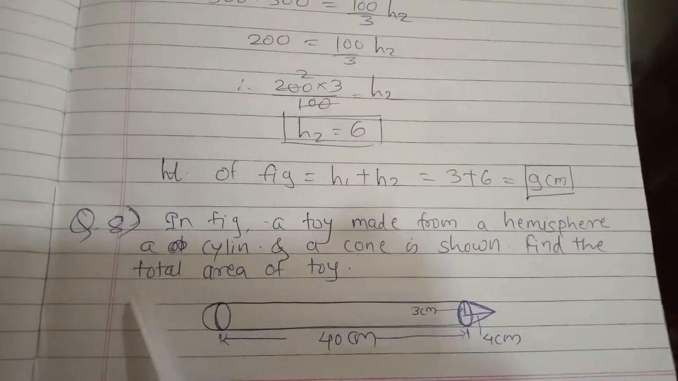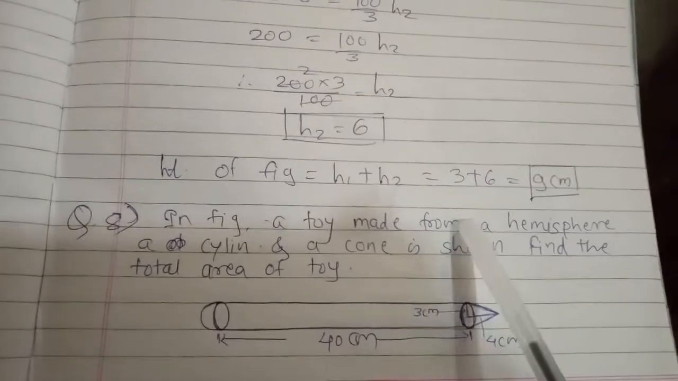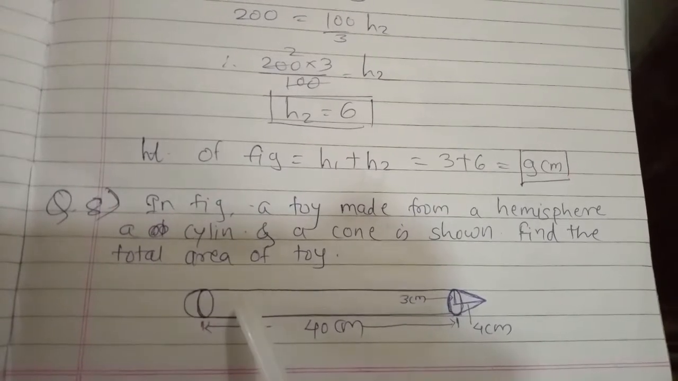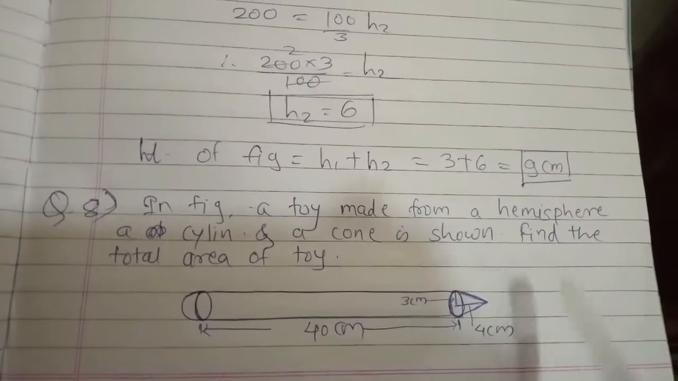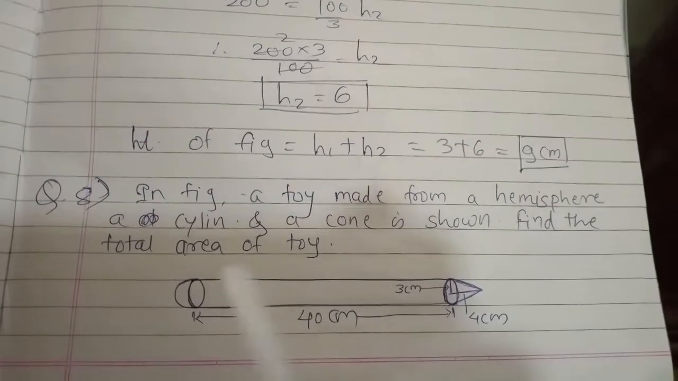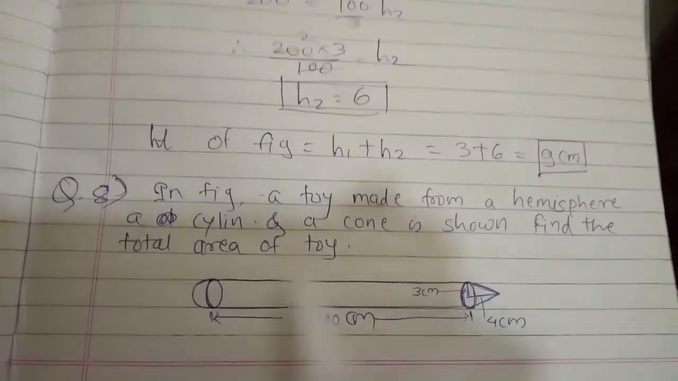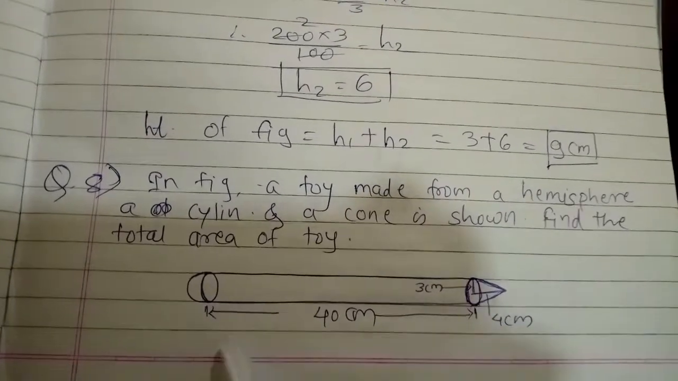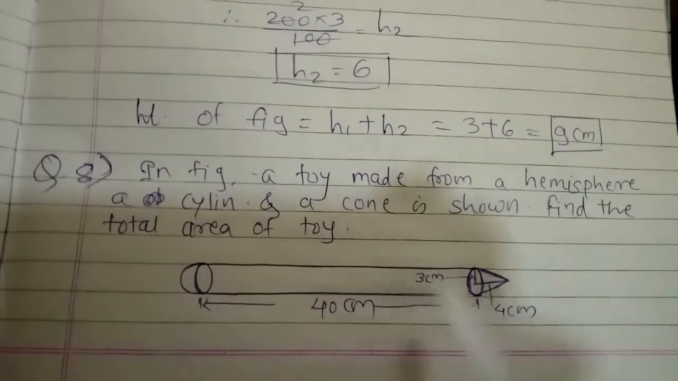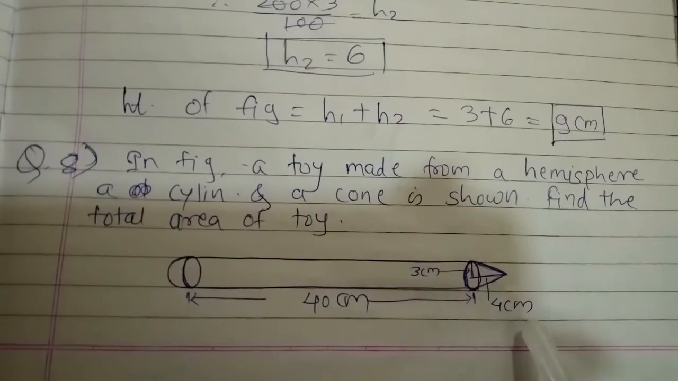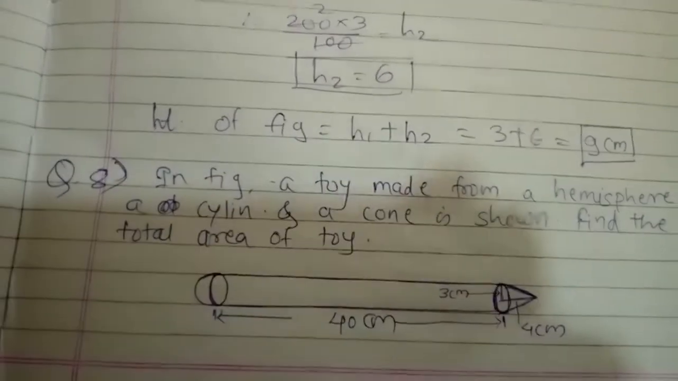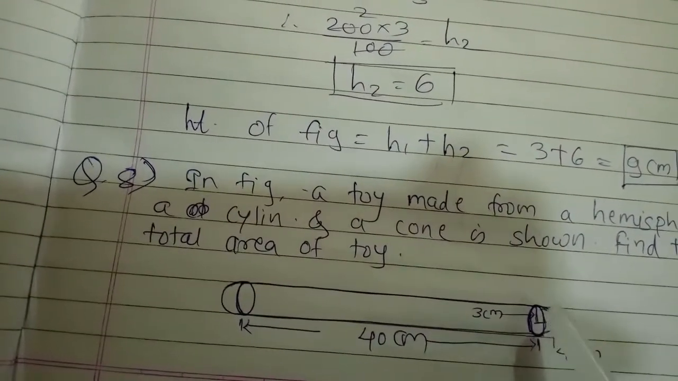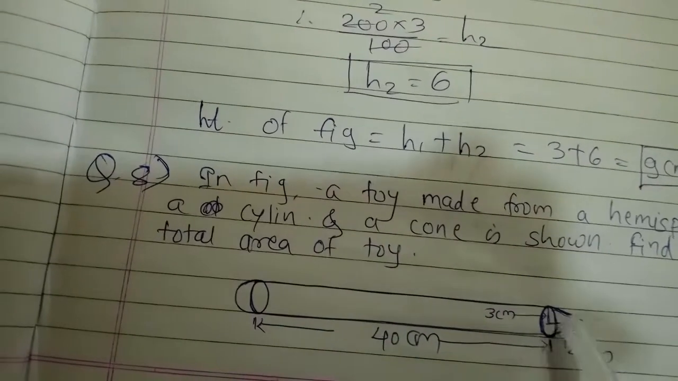Now we start with question number 8. In the figure, a toy is made up of a hemisphere, a cylinder and a cone, as shown in the figure. Find the total area of the toy. The bottom part is the hemisphere, the middle part is cylindrical, and the upper part is a cone. We are given that the height of the cylindrical part is 40 centimeter, the height of the conical part is 4 centimeter, and the radius of the cone as well as the cylinder as well as the hemisphere is 3 centimeter.